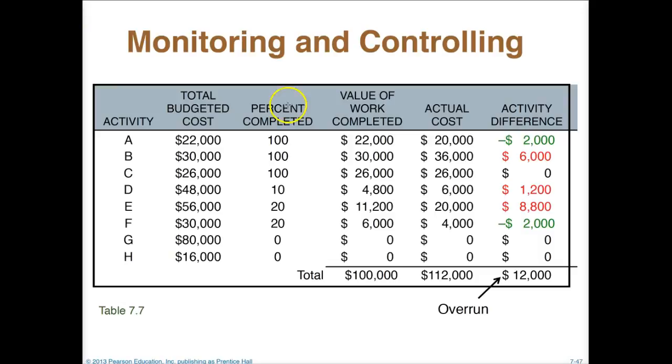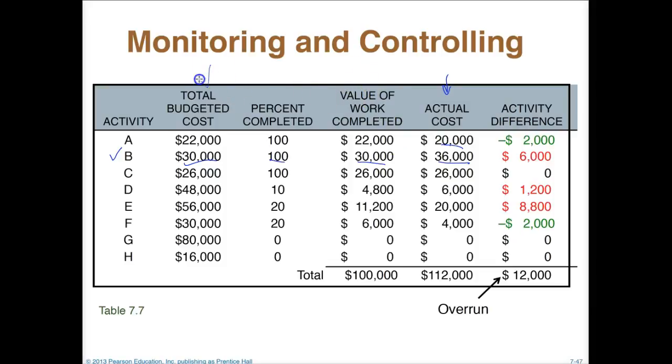And so if we look here, we'll just take activity B, for example. The total budget for it is $30,000. It is 100% complete, so the value of the work is $30,000 at that point. Now, the actual cost, we see it was $36,000, so we ran over $6,000. Now, that's sort of mitigated a bit by looking at activity A, which is also completed, but we actually saved $2,000 there.